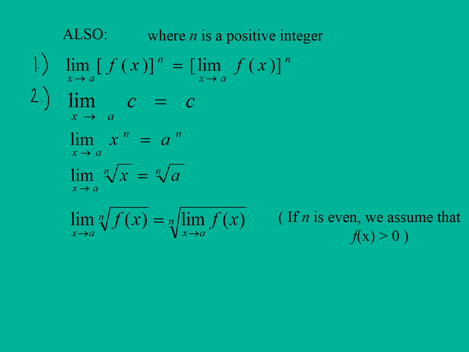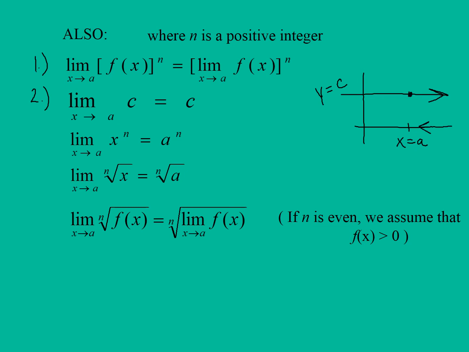Let's look at number 2, the limit of a constant as x approaches a. Let's look at this one graphically. If I have a constant y equals c, and I'm looking for the limit as x approaches a, do you see why the limit of this constant as x approaches a would equal c?